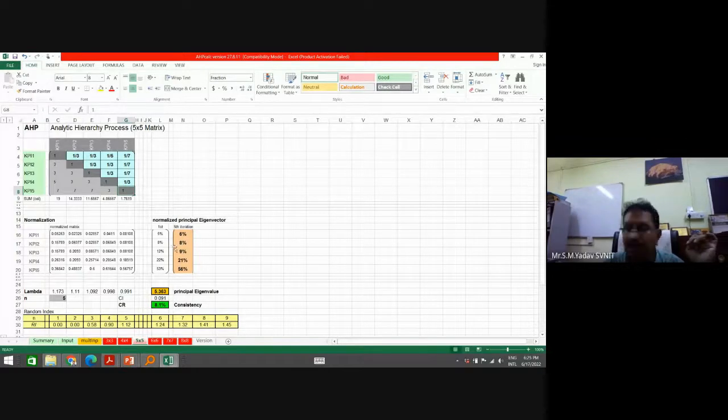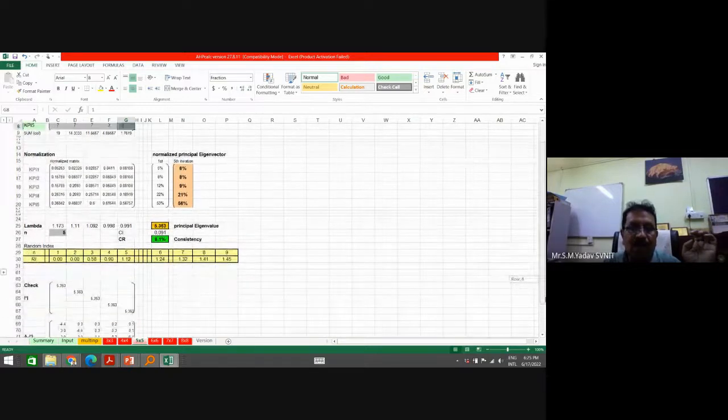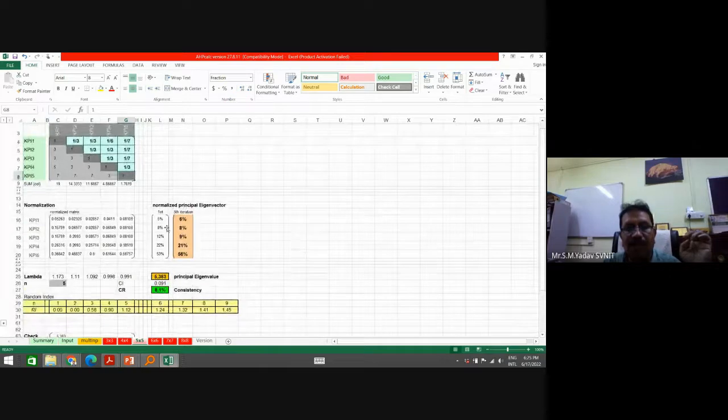Here is the normalized weight. Can you see where my cursor is moving? Normalized principal vector after the first iteration is this much percent. After the sixth iteration: 6%, 8%, 9%, 21%, and 56%. These are your weights. The consistency ratio is also given here, marked in green, 8.1%. The consistency index is 0.091, and the principal eigenvalue, lambda max, is 5.363. So in 1 minute, the entire process which you have done, you got the answer for the same. These are your final metrics.